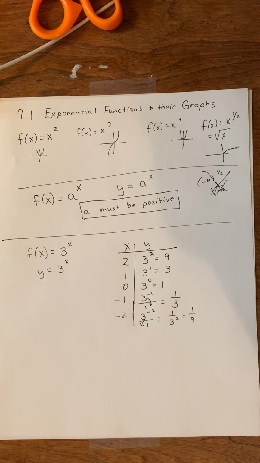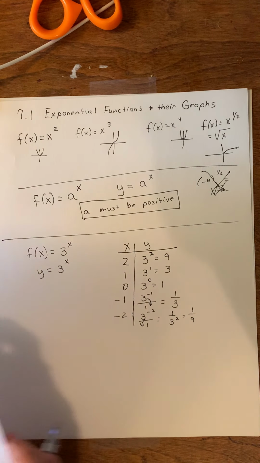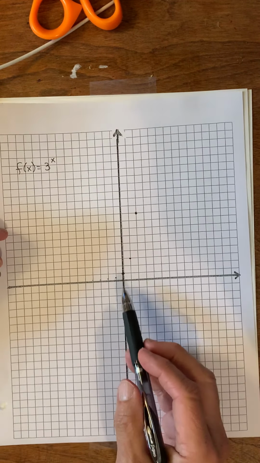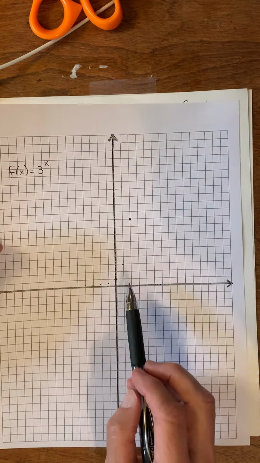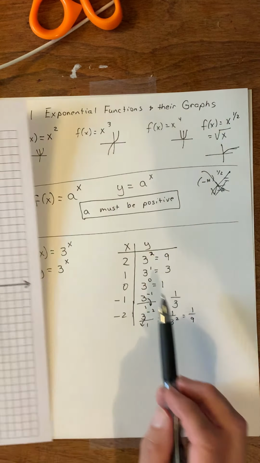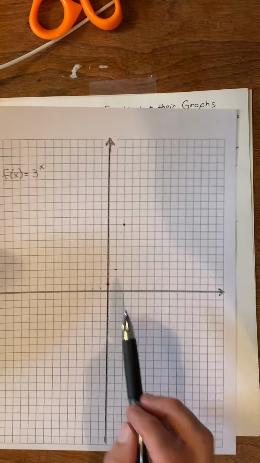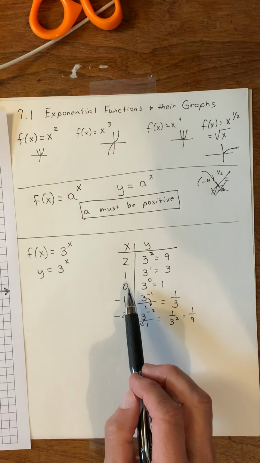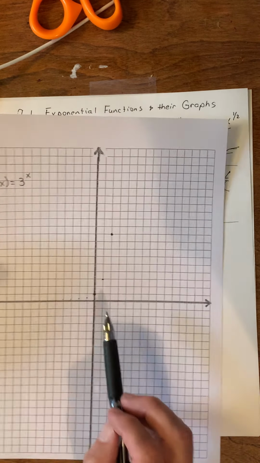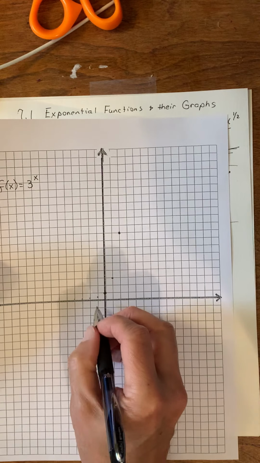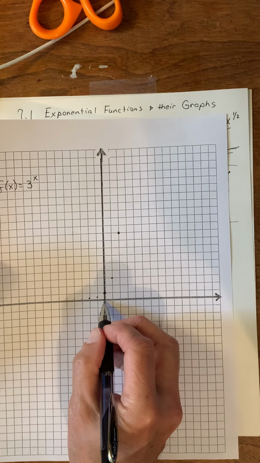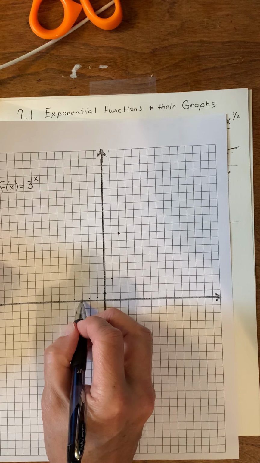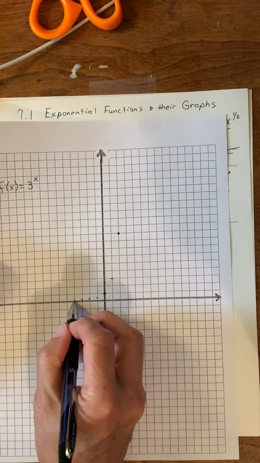All right, let's take a look at what this guy is going to look like. Got the points drawn here. When x is 2, y is 9. 2, 9. When x is 1, y is 3. 1, 3. When x is 0, I get 1. When x is -1, I get 1/3. When x is -2, I get 1/9. I went ahead and went a little further. When x is -3, I get 1/27, 1/81.